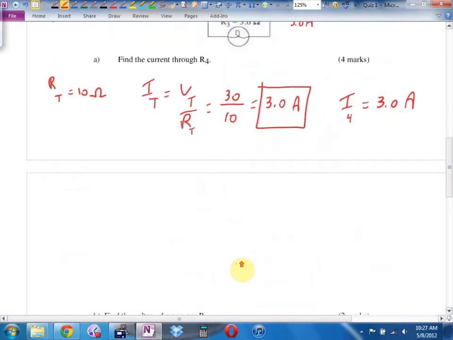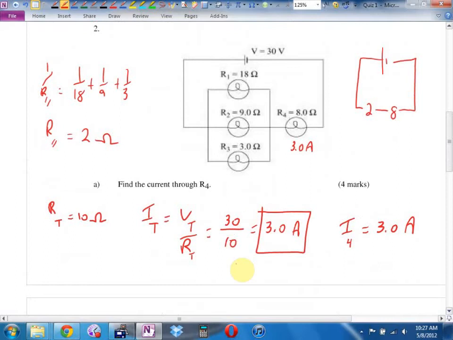B, find the voltage drop across R2. Okay. Well, here I know 2, I now know 3. What's the voltage drop across R4? 24, I times R. By the way, this is, from last lesson, the terminal voltage, not the EMF, because they didn't bother giving me the internal resistor. They're telling me that is my terminal voltage in this particular circuit.